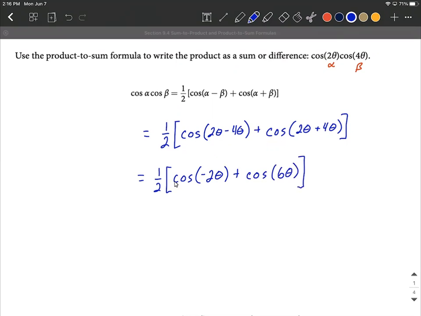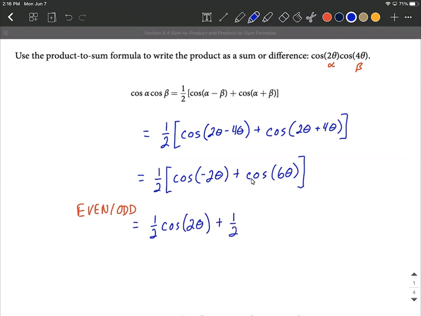All right, from here, I'm going to do two things. I'm going to distribute this 1/2 to each one of these cosines, and I'm also going to work on getting rid of that negative on the inside. For cosine, we can use the even odd identity. So I'll write that over here. We're using an even odd identity for cosine. To eliminate that negative from the inside, you can simply rewrite it without the negative on the inside.